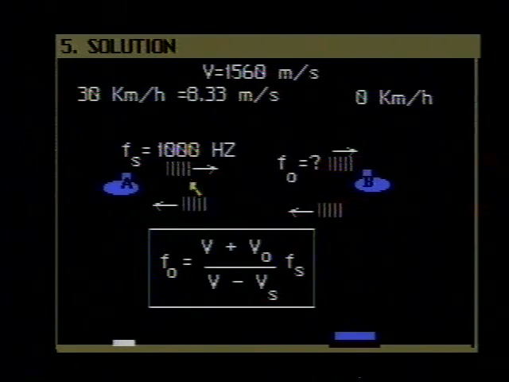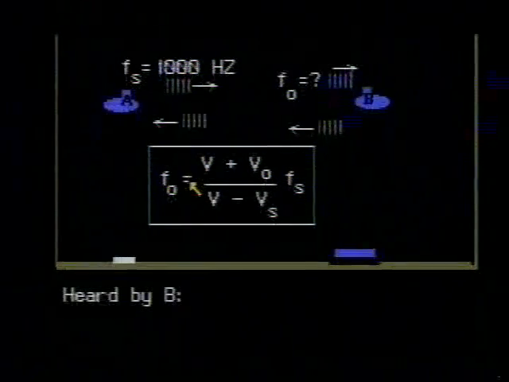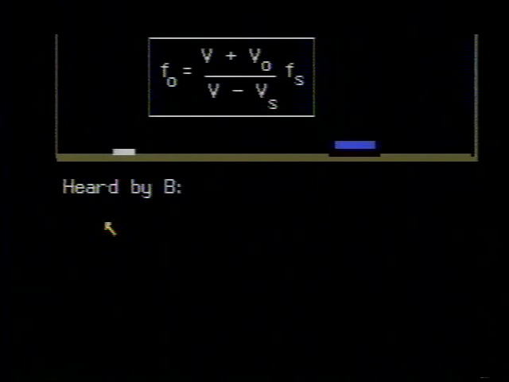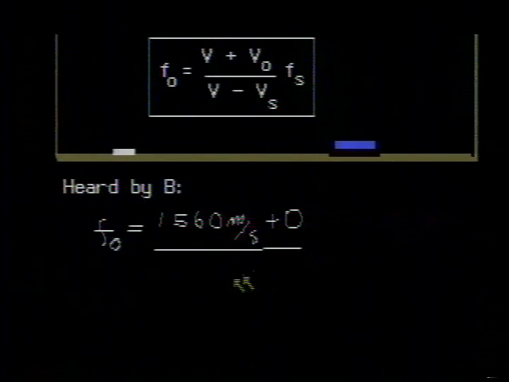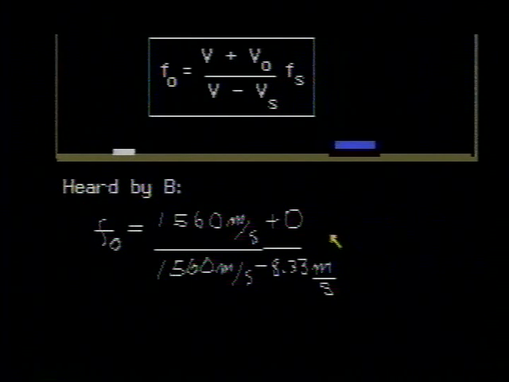So if we plug these values into our equation, then we would get, for the frequency heard by the observer at B, that frequency is equal to 1560 meters per second plus 0, divided by 1560 meters per second minus 8.33 meters per second, multiplied by the frequency of the source, which was given as 1000 Hertz.